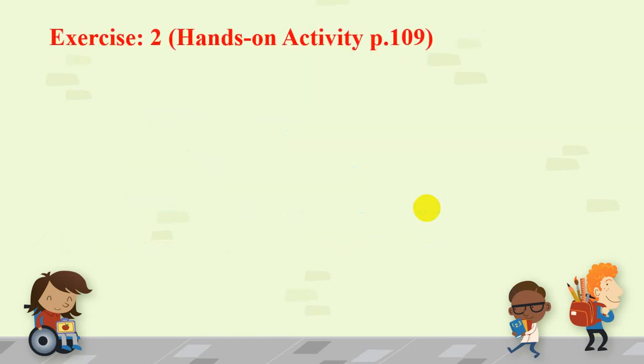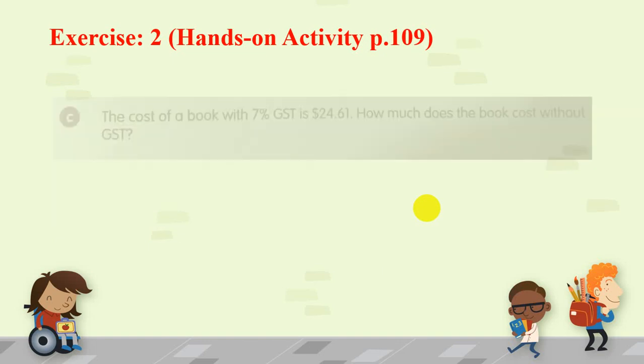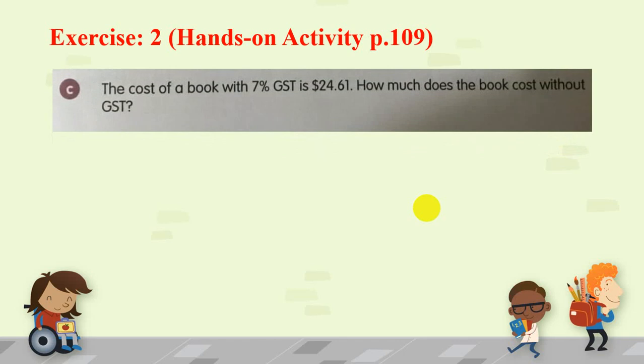Next, that is exercise 2 that I took from hands-on activities. Actually, hands-on activities start from page 108, but that exercise is in exercise C on page 109. In that exercise, they said the cost of a book with 7% GST is 24.61 US dollars. How much does the book cost without GST?